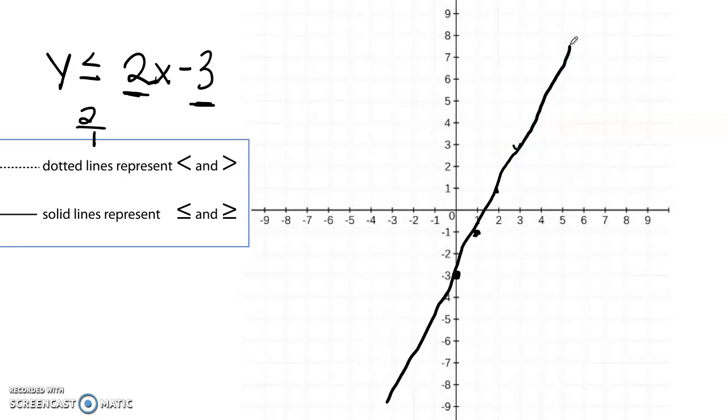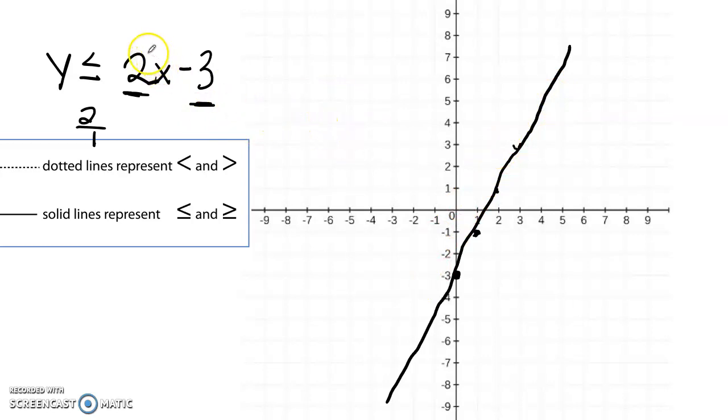All right. Now, I know that this line is going to be a solid line because I have a less than or equal to sign. When I have a less than or equal to or greater than or equal to, because it's including those values, I have a solid line. If my inequality was just less than or just greater than, it would not include the points on that line. So it would be a dashed line if that were the case.